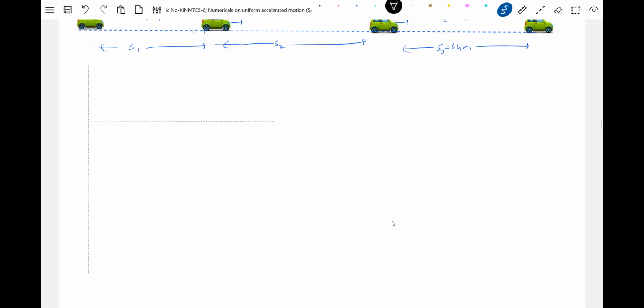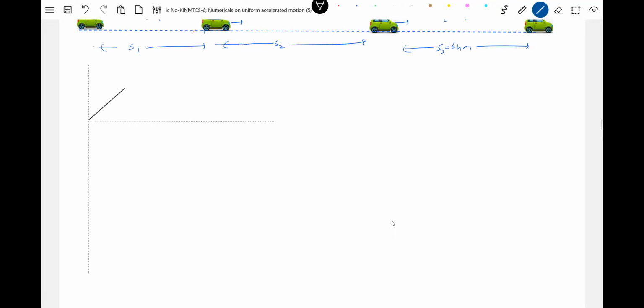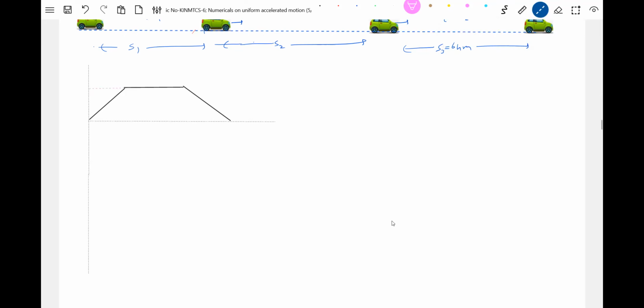Now, what is the type of motion? First, it will accelerate, then uniform velocity motion, then retardation. This will be the constant maximum speed it will attain. This is the speed or velocity you can put. And this is the interval of time, T in seconds. So many different approaches are there. You can work out even with a graph also. First, let me work out with the equations of motion, what we know.